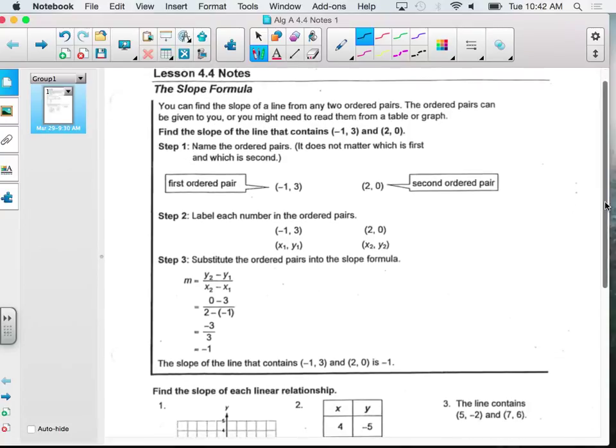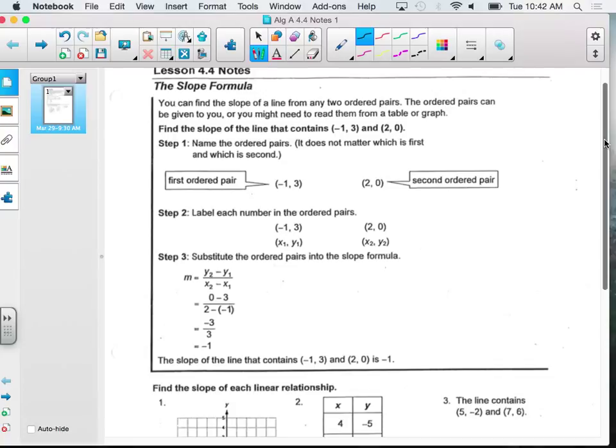The first thing there says you can find the slope of the line from any two ordered pairs. The ordered pairs can be given to you, or you might need to read them from a table or graph. So they'll either look like that right there, where they're given as ordered pairs, or you'll just be given a picture of a graph, and from that you'll have to figure out your two ordered pairs.